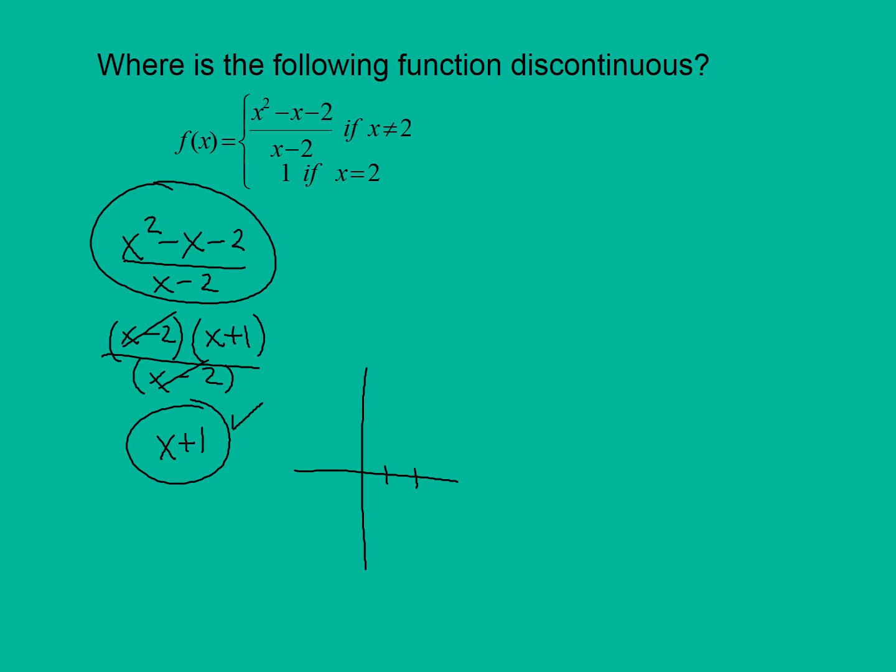So if I try to draw that in, I have a y-intercept of 1 and a slope of 1. And then I'll try to stop at 2 and make it undefined. So that's what the function would look like. However, this is defined at x equals 2. It says if x equals 2, y equals 1.